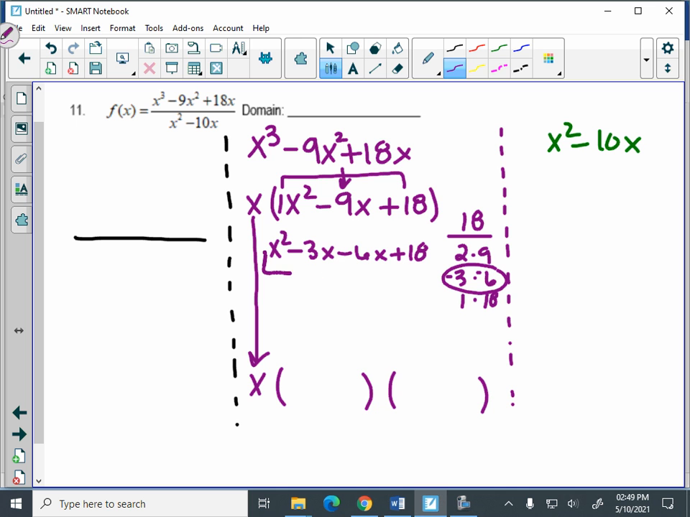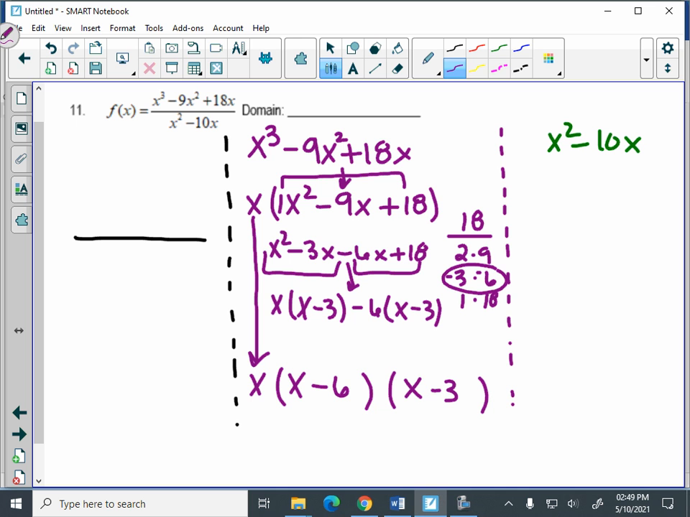We have 4 terms, so we can group. Take out a GCF, I have x minus 3. Bring down the negative. My GCF between the next group is 6. We're left with x minus 3. Fill in your parentheses, and then you're done. So that's my numerator.